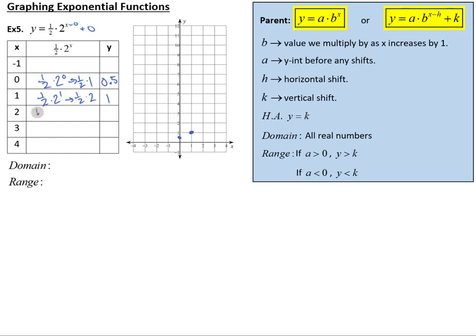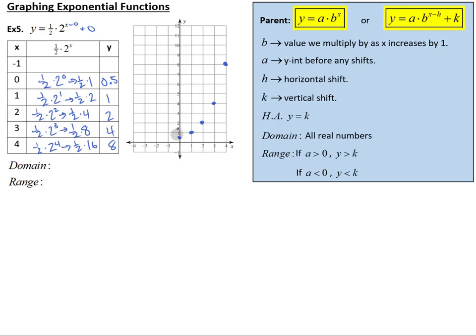Let's plug in 2 for x. 2 squared is going to give me 4, and half of 4 is 2. So our next point is 2, 2. Now we're going to plug in 3. 2 cubed, 2 times 2 times 2 is 8, and half of 8 is 4. So at 3, we're up at 4. And let's even plug in 4 here. 2 to the 4th power is 16. And half of 16 is 8. So at 4, we're up at 8.